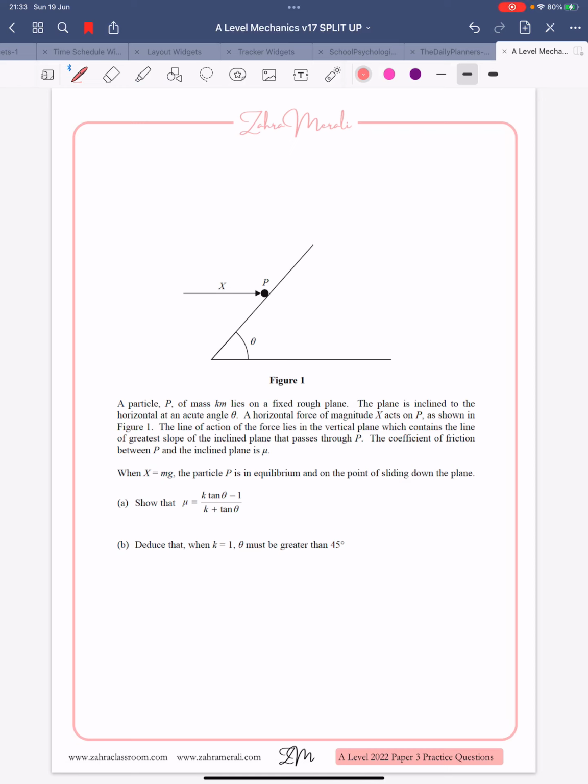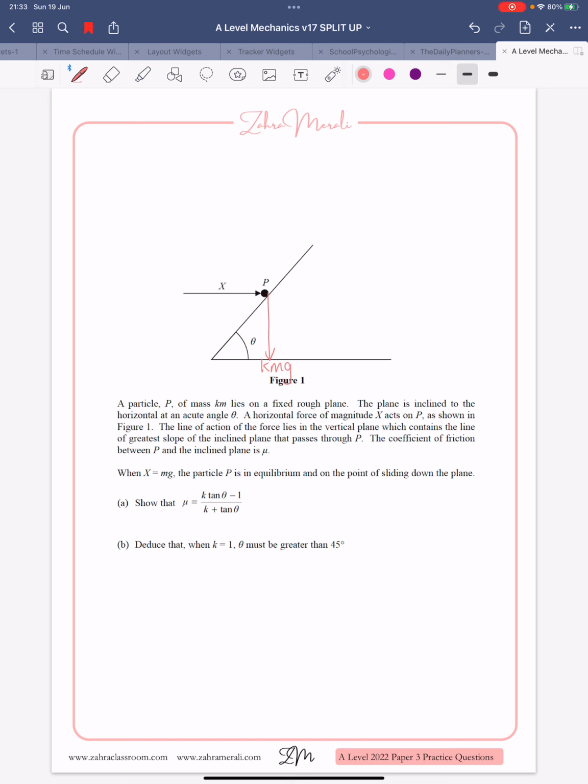So this is another question that looks a little scary, but actually when you break it down and resolve all your forces properly, it's not difficult. So we've got a particle of mass km. So that P has got kmg going down. It's on a rough plane. The plane is inclined to the horizontal. The coefficient of friction between P and the inclined plane is mu.